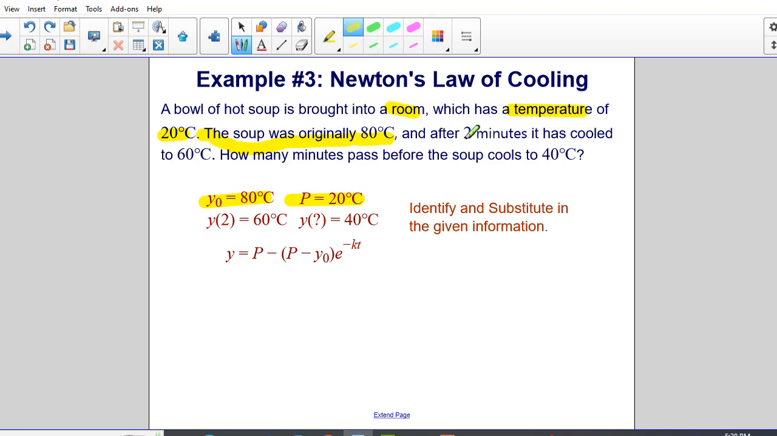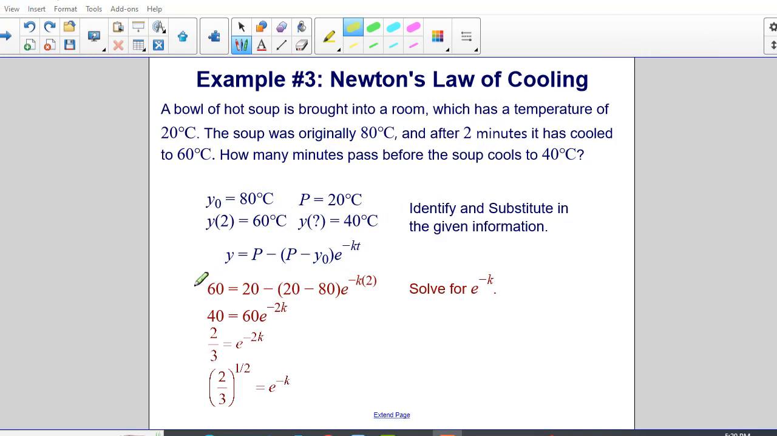We're also told that after 2 minutes, we're given a specific condition at t equals 2. So after 2 minutes, the soup has cooled to 60 degrees. So Y sub 2 is equal to 60. And then we're asked how many minutes pass before the soup cools to 40 degrees. So that's why here I have Y of question mark, because we're trying to find out the value of t when the soup is equal to 40 degrees Celsius.